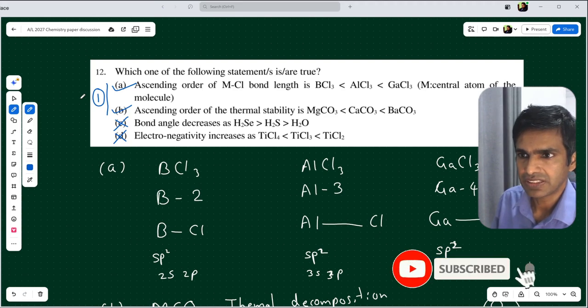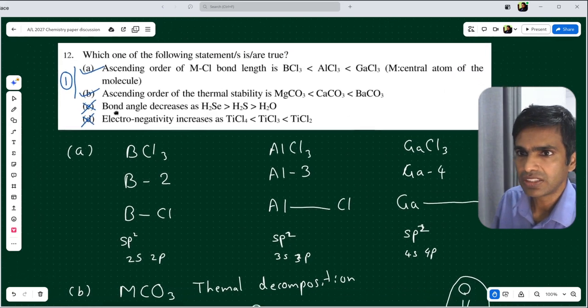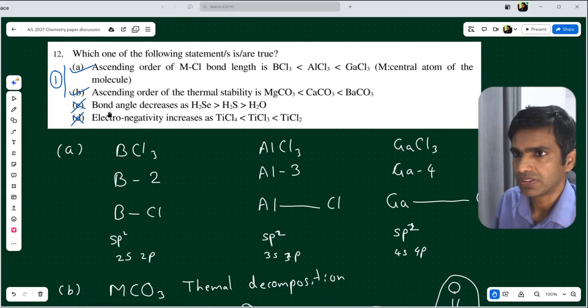According to the instructions given in the question paper, when statement A and statement B are correct, the correct response for that question is the first one. So that's how you should get the answer for this question. So there are many things to remember to write the answer for this question.